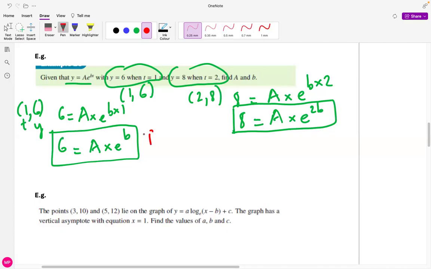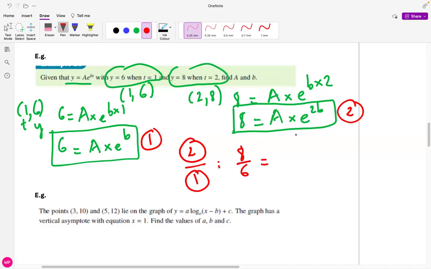So let's call this equation 1 and this equation 2, okay? Because if I look at this, number 8 is bigger than number 6, 2b bigger than b. So I do 2 divided by 1. It's easy if you do bigger divided by smaller. So equation 2 divided by equation 1. So I have 8 divided by 6 equal, this equation 2 is a times a to the 2b divided by a times a to the b, like that. So you see the a's will cancel themselves out. 8 over 6 is 4 over 3 equal.